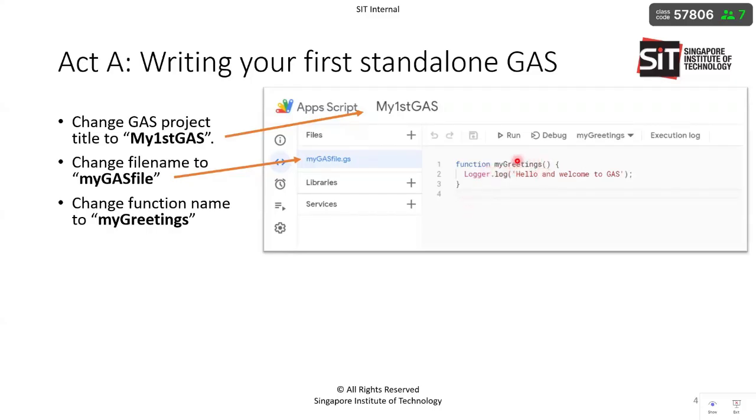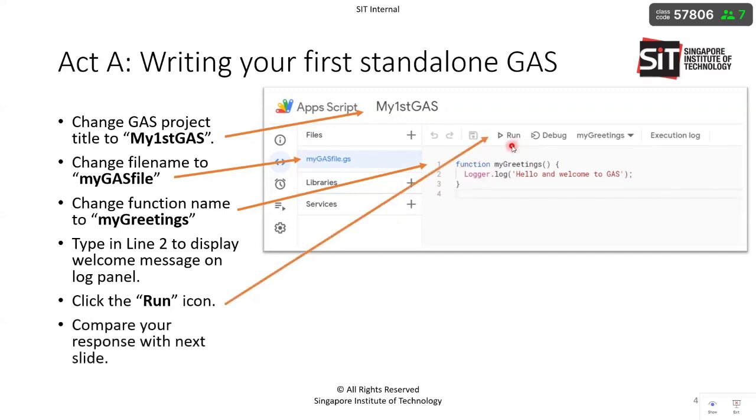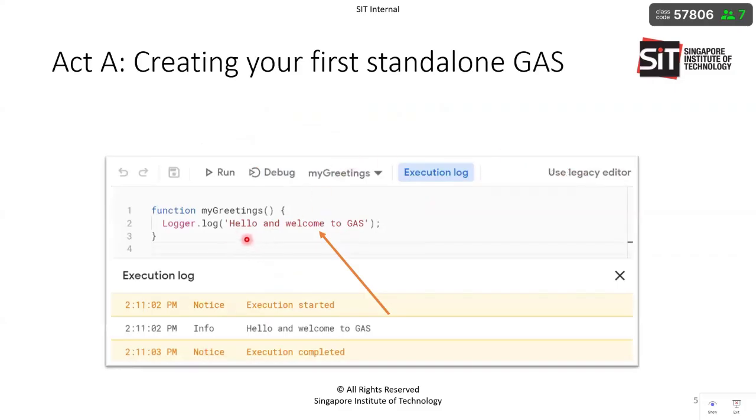In this case, I want you to change the function name to myGreetings. Typing this line 2 is just to do a simple text logging. What is this text logging? If you were to run and execute this standalone app, it would have a response. The response for this particular line 2 will be presented in the execution log. How do you bring out the log? There is a button for you to click on.